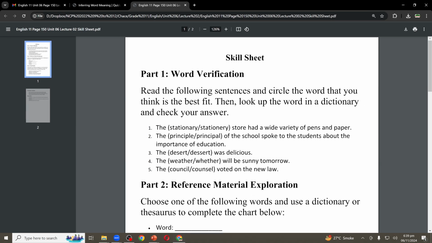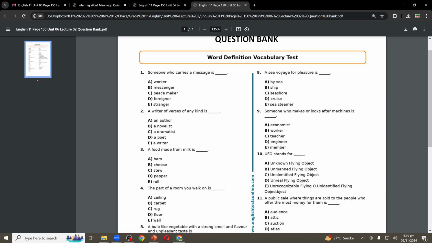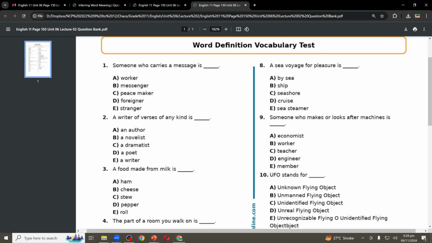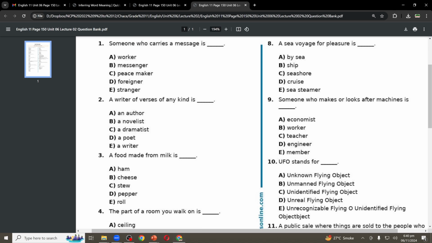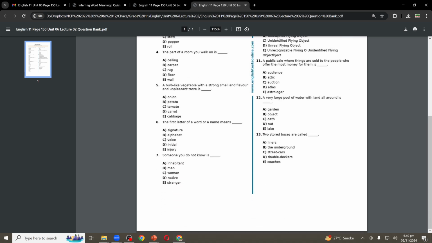And do we have a question bank available? Yes, this is the question bank containing all these different words. Someone who carries a message is a worker, messenger, peacemaker, foreigner, or stranger? So it is a messenger. So solve all these questions and practice your learning outcome.